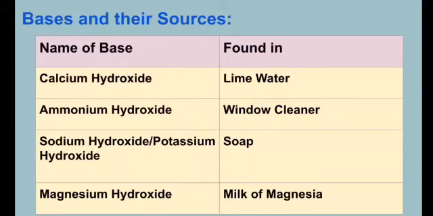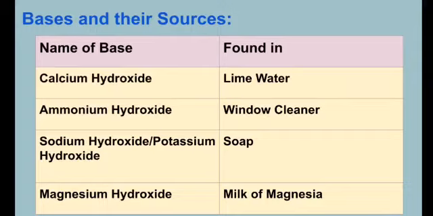Correct? Now we'll talk about some bases and their sources. So here we have the name of the base and where it is found. Calcium hydroxide is present in lime water. Ammonium hydroxide is present in window cleaner. Sodium hydroxide and potassium hydroxide are present in the soap that we use. Magnesium hydroxide, which is used to digest food, is milk of magnesia. So there are different substances, and different bases are present in them.